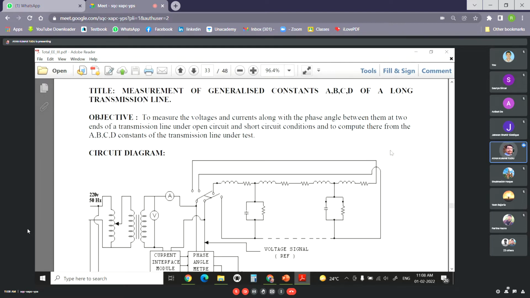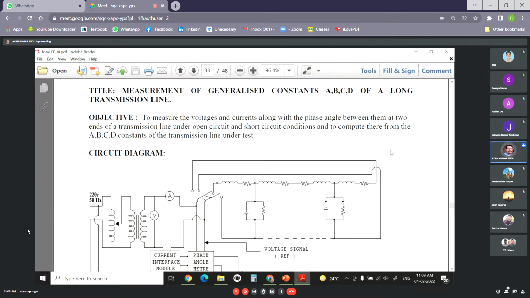This definition says the short transmission line is up to 80 kilometers, from 80 to 240 it is medium, and from 240 onwards it is long. That is very theoretical, because it may change from utility to utility. It may be the case for our WBSETCL, but it may not be the same for any southern transmission company located in the southern part of India. So please remember these lengths are theoretical and may change depending upon the utility.